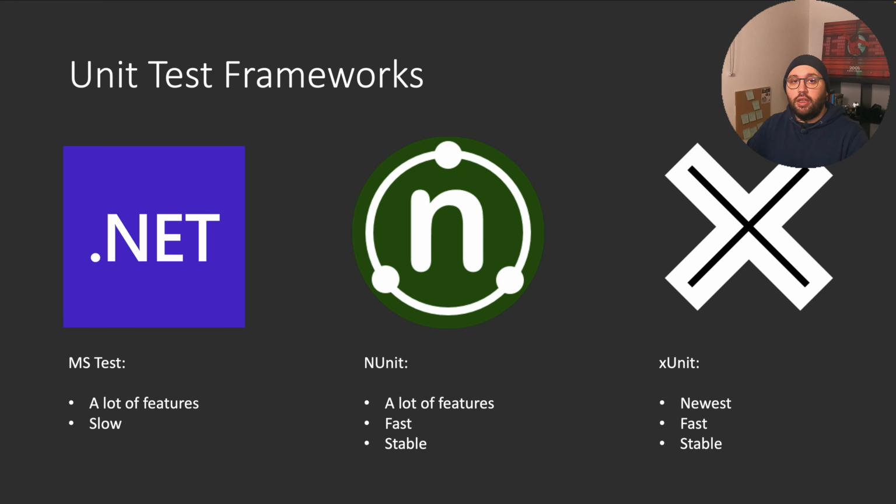The second one is NUnit, and it has a lot of features baked into it. It's much faster than MS-Test, and it's also much more stable than MS-Test. And the last one is going to be xUnit. Again, xUnit is very fast, it has a lot of functionality, and is very reliable. For this demo today, we're going to be focusing on xUnit.